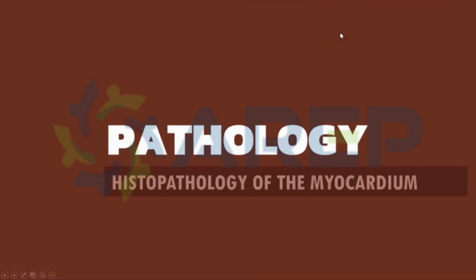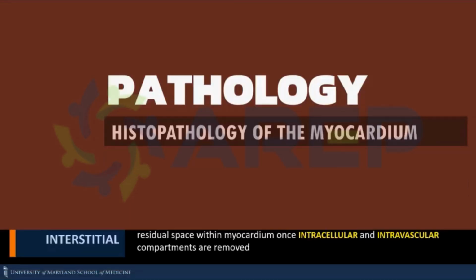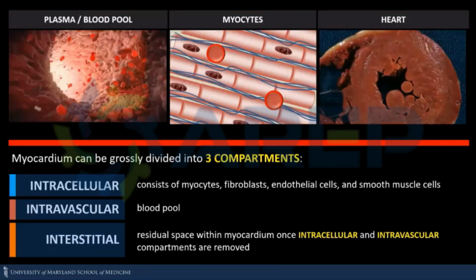Now, when we consider pathology, we want to look at the histopathology of the myocardium. What do I mean by that? Well, the myocardium can be divided into three main compartments. There is the intracellular compartment. This is where all the myocytes, fibroblasts, and smooth muscle cells that make up the myocardium lie. Then there are two other compartments. One is an intravascular compartment, which is the blood pool. And then there is an interstitial compartment. The interstitial compartment is the residual space once you remove the intracellular and intravascular components.